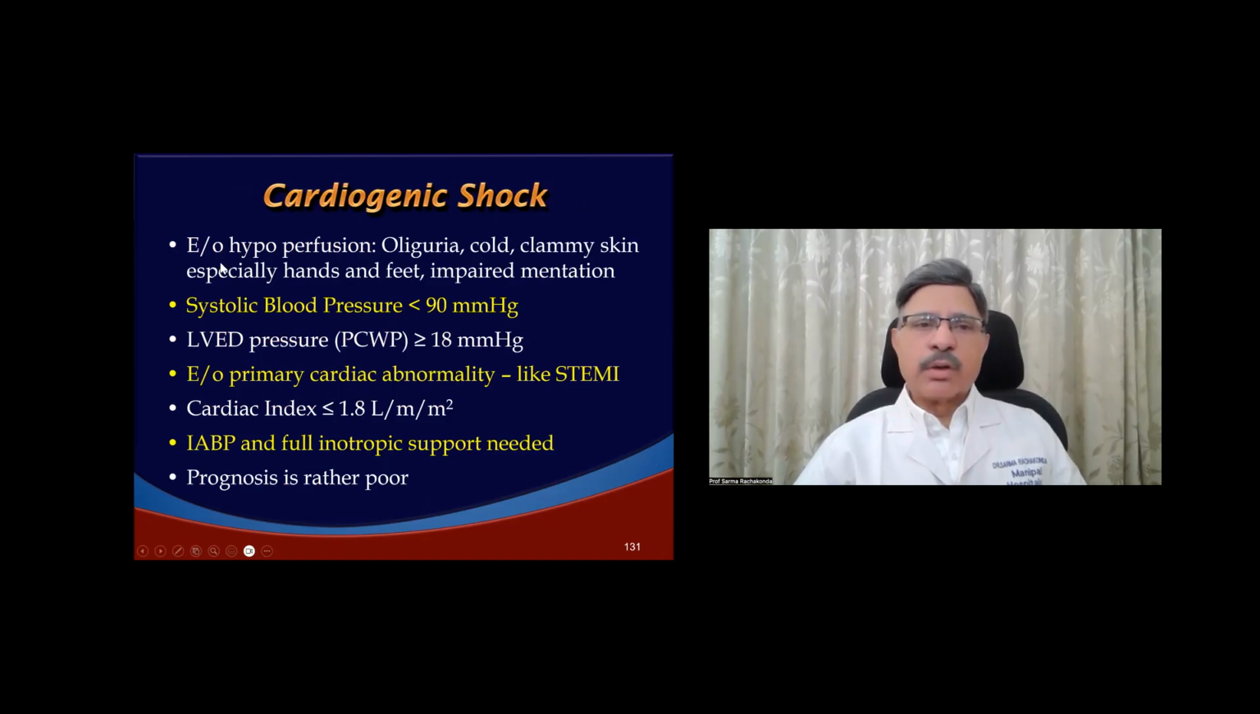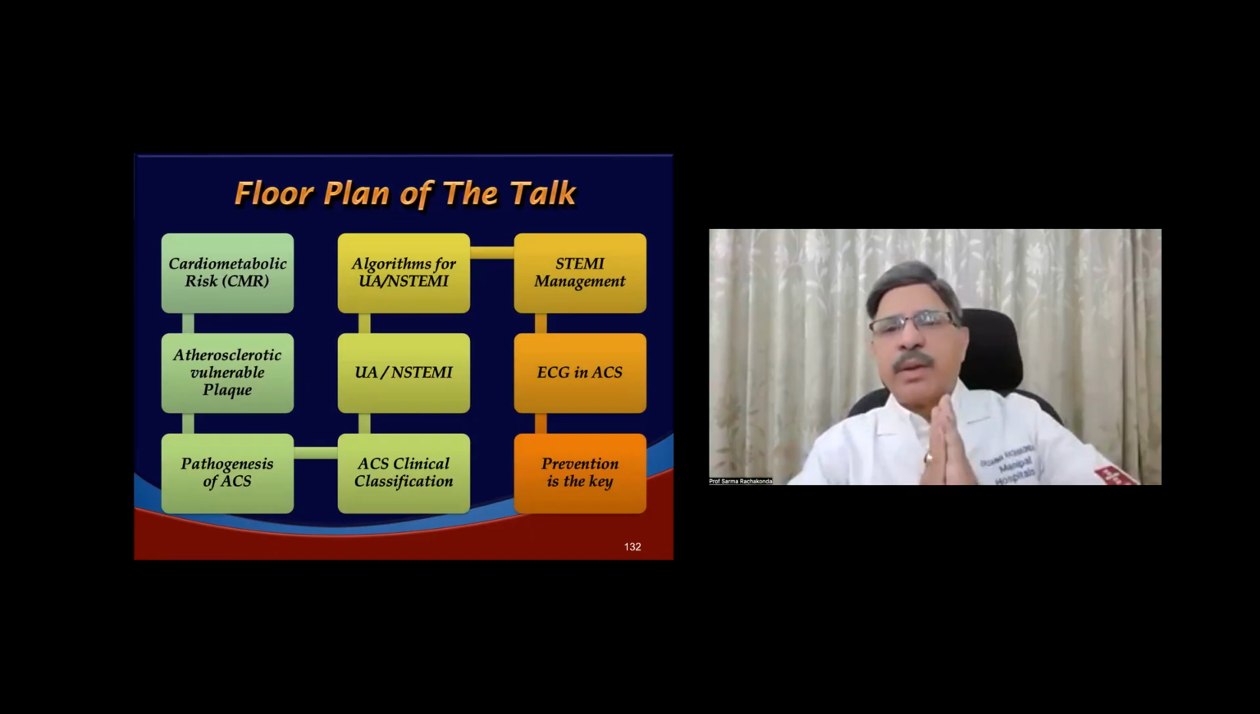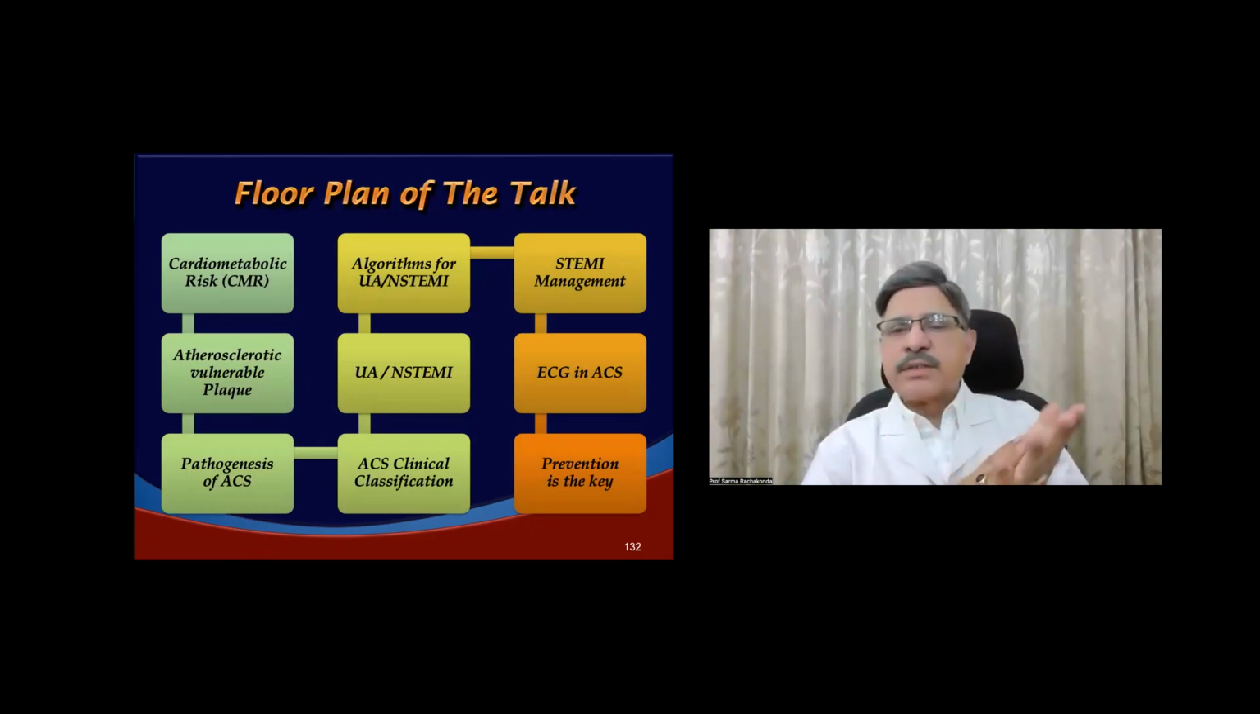Now, cardiogenic shock. Evidence of hypoperfusion: oliguria, cold clammy skin, especially hands and feet, impaired mentation, systolic blood pressure less than 90, LV end-diastolic pressure more than 18, evidence of primary cardiac abnormality like STEMI, cardiac index less than 1.8 liters per minute per meter square. Intra-aortic balloon pump and full inotropic support is required. Prognosis for cardiogenic shock is rather poor. Now, we have completed the STEMI management and we have got the ACS ECGs.